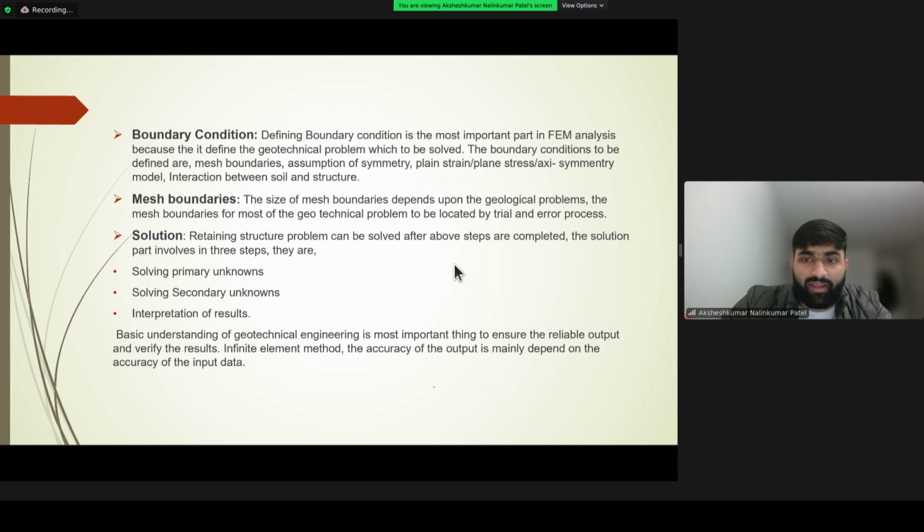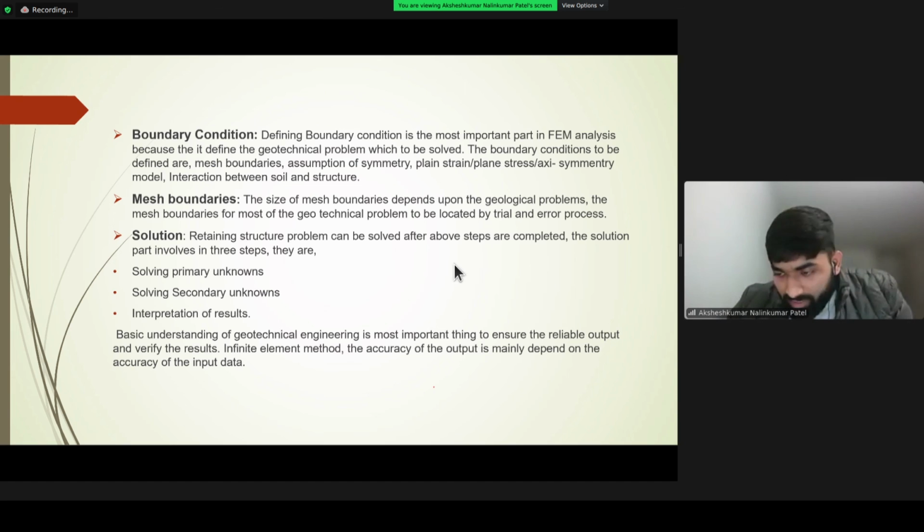The mesh boundary, as I already said, will be selected based on the size we have selected for the mesh. We can also find the mesh boundary location by trial and error methods. For the solution of retaining structures, we just need to complete all these steps. We can easily solve by primary unknowns, then secondary unknowns, and then do the interpretation of that.